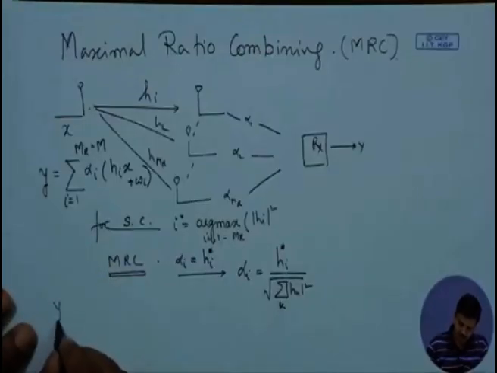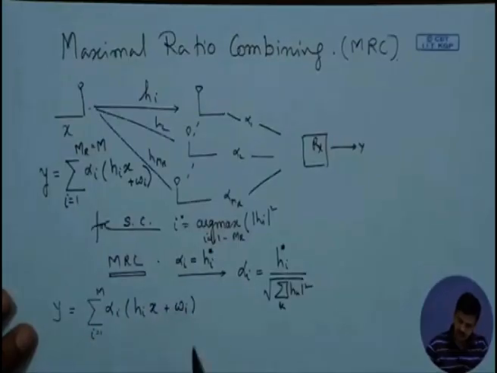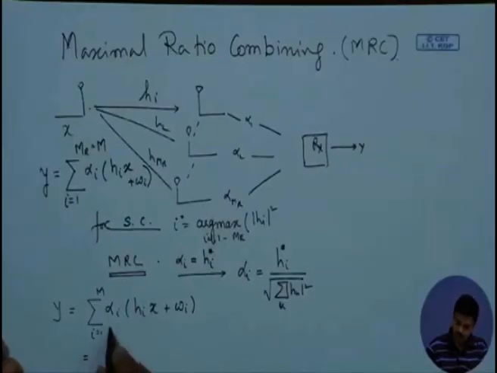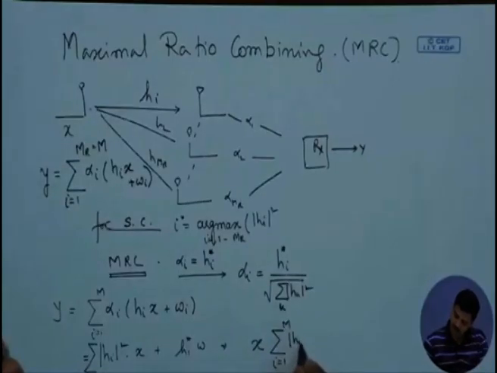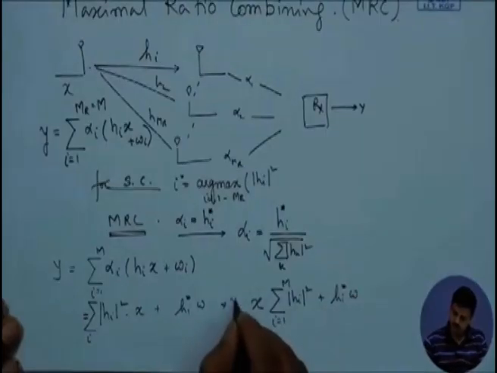If we get back to Y, the received signal Y is the sum over i equals 1 to M, we are going to write M instead of MR, of alpha i h i X plus w i. w i is additive white Gaussian noise. This is the channel coefficient, which you can assume to be Rayleigh faded, but it can be any general distribution. Since alpha is equal to h i conjugate, we get the sum over i of mod h i squared times X plus h i conjugate w. You could also write it as X times the sum over i equals 1 to M of mod h i squared, plus h i conjugate w. So this is the received signal.